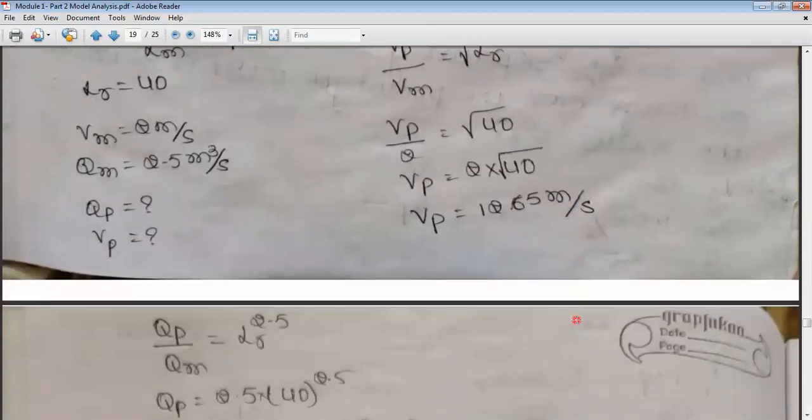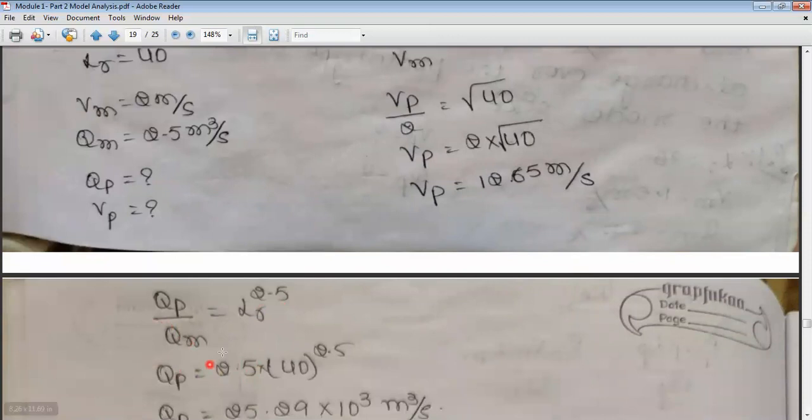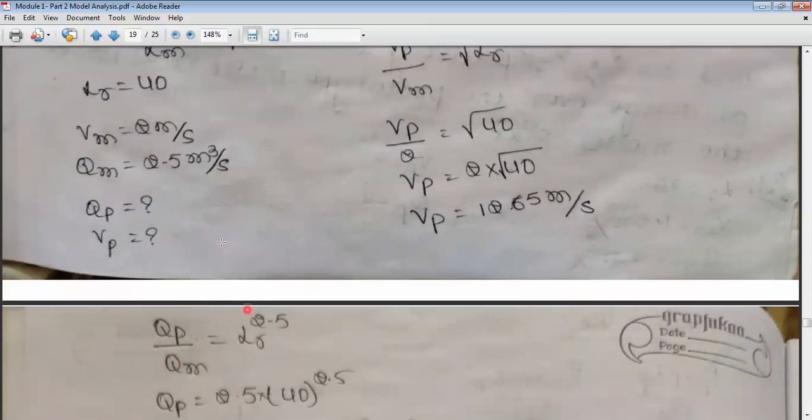Similarly, for the discharge, the scale ratio is LR to the power of 2.5. You know the value of Qm. The LR value is 40. 40 to the power of 2.5 into 2.5. You will get the value for the prototype.